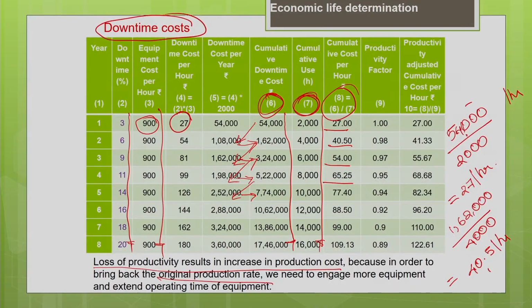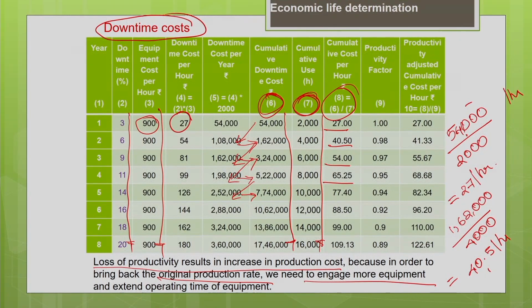To bring your productivity back to the original production rate, we need to engage the machine for more operating hours, or we need to increase the number of machines, or we may need to increase the number of workers. So, for that we have to spend some more money. That results in some increase in cost due to downtime.